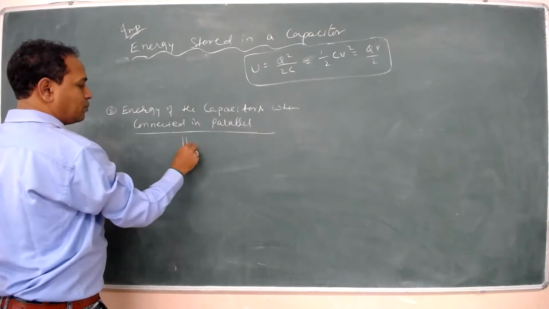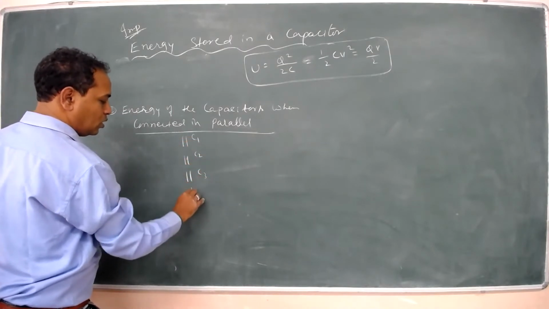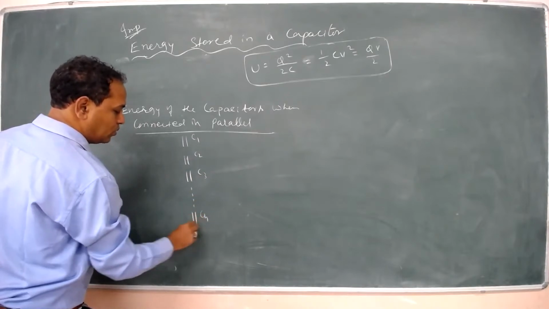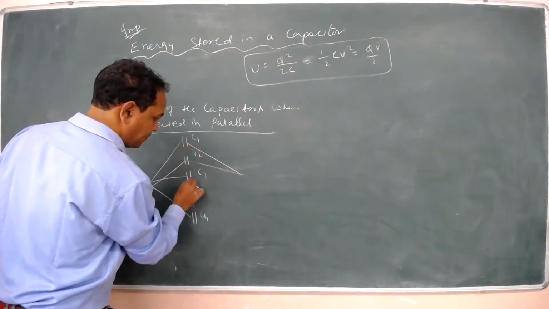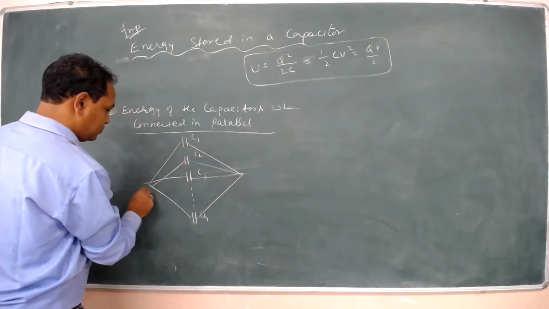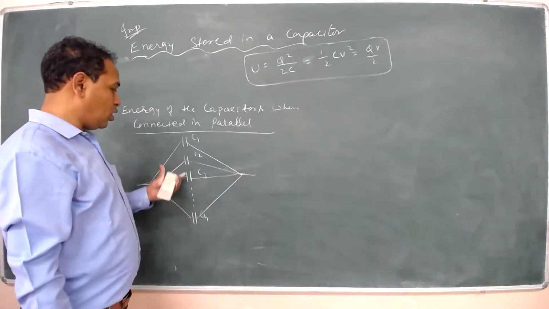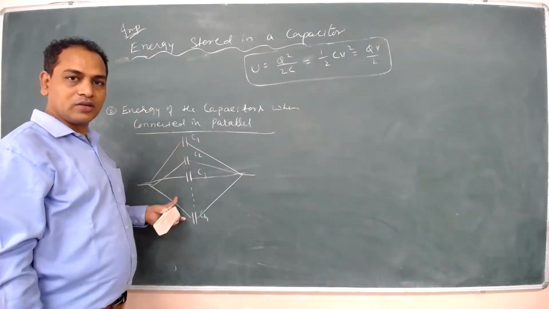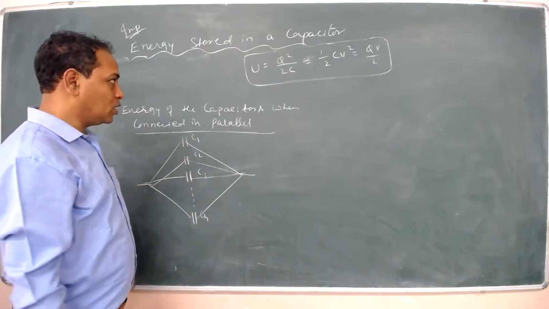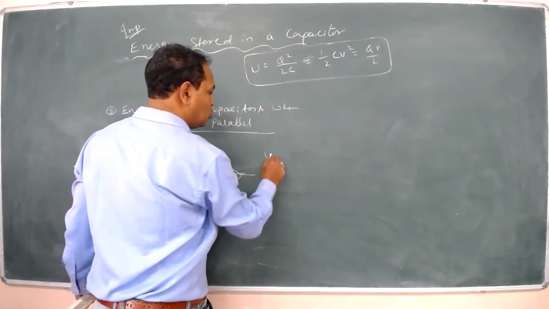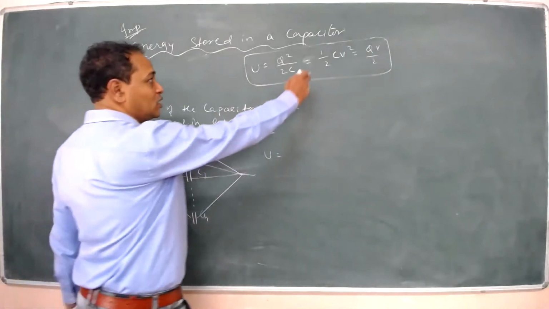Suppose this is a capacitor C1, C2, C3 and so on, Cn. Now, what is the energy of this combination when they are connected in parallel? Of this combination, what is the capacitance? We can say that U is equal to one formula. We can take any one of the formulas. Suppose I am taking the second formula.